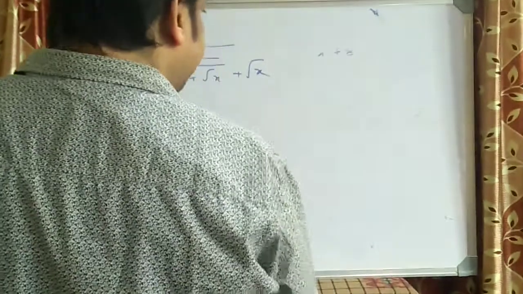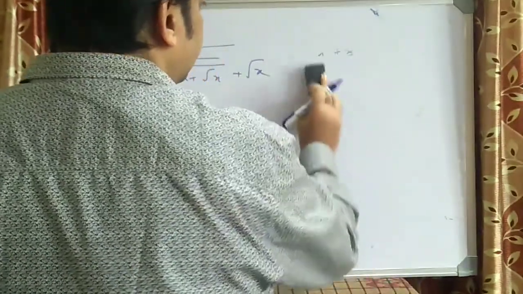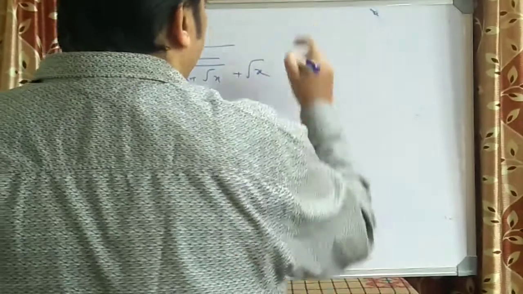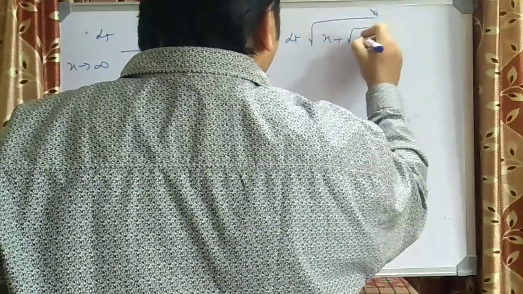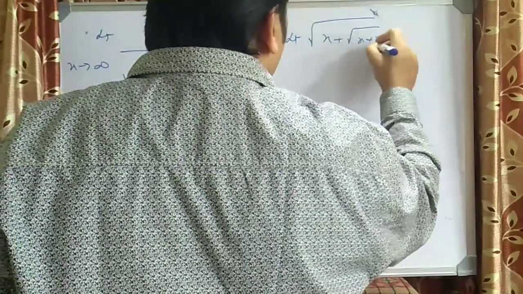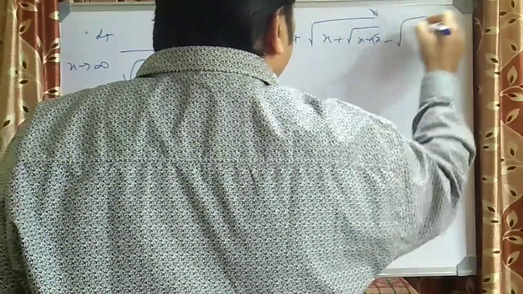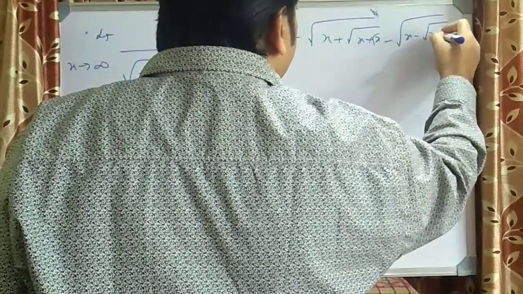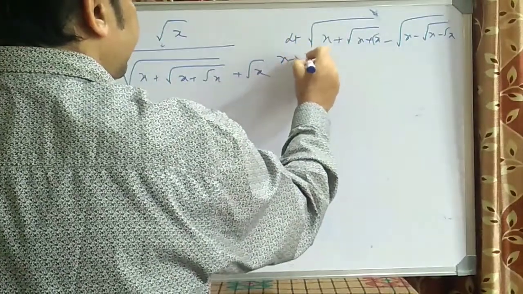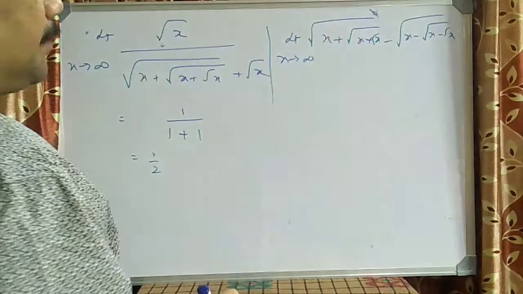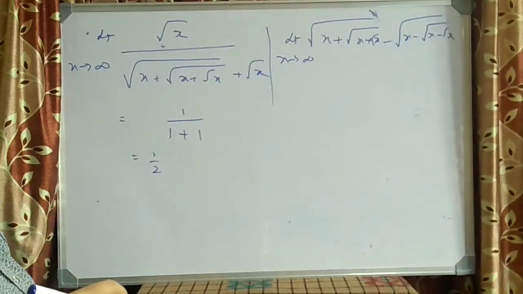Okay. But sometimes your problems may be a little bit changed. That is, in this way, limit of root of x plus root of x plus root x minus root of x minus root of x minus root x as x tends to infinity. Here I am getting infinity minus infinity, which is again an indeterminate form.